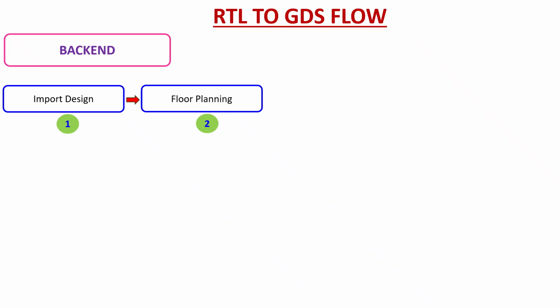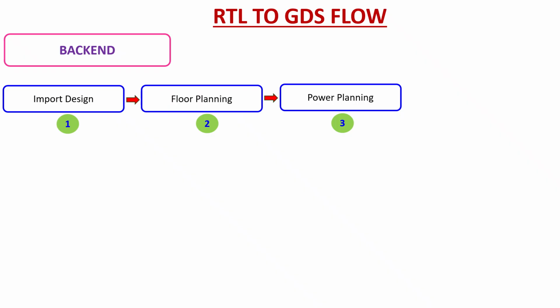The next stage is floor planning. Floor planning is the place where chip size and core areas are defined. Here, large blocks like SRAM and IPs are placed, and IO pin locations are decided here, and space planning is also done for smooth routing in the floor planning stage.